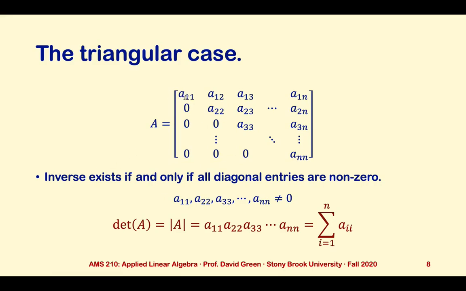Now, for a triangular matrix, we are already in what seems to be an echelon form, an upper triangular form. The inverse will exist only if we have a full set of pivots. What does it mean to have a full set of pivots? It means all of the diagonal entries have to be non-zero. A sufficient condition for saying that the matrix is non-singular, and a necessary condition, is that every one of the diagonal elements is non-zero.